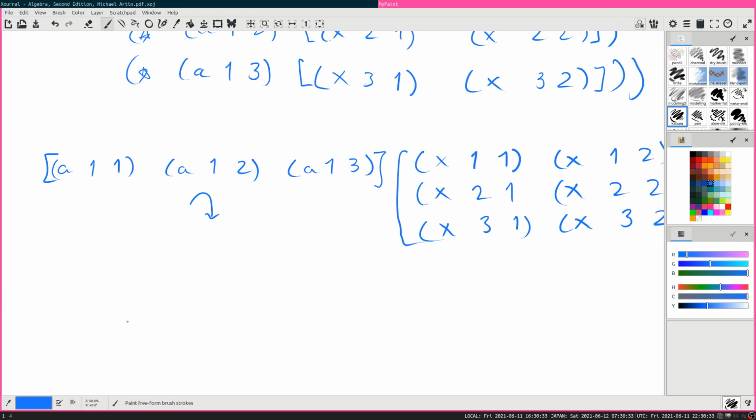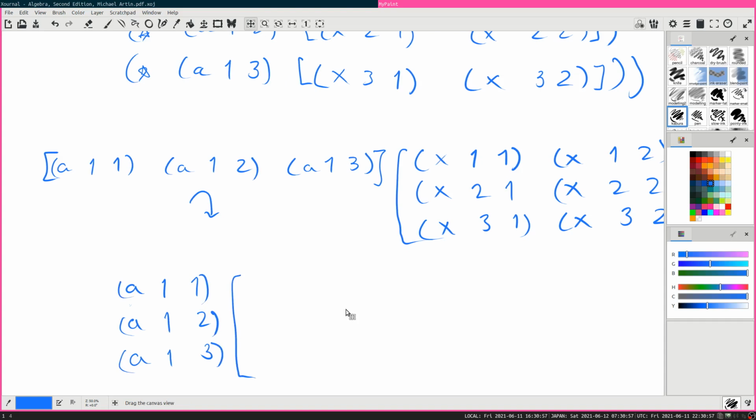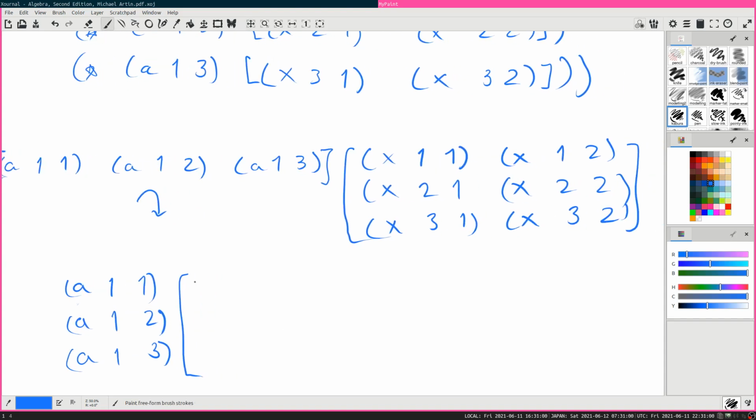So now we have, let me go a little bit lower, A1,1, A1,2, A1,3, and I'm just going to copy the matrix again. There's so much writing going on. Linear algebra is elegant, but it's not elegant in a nice way.